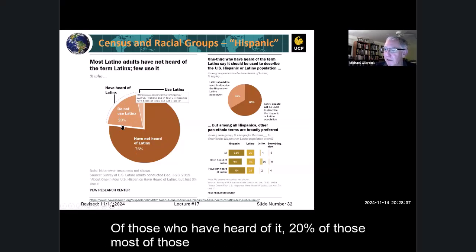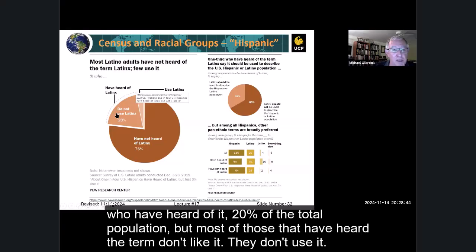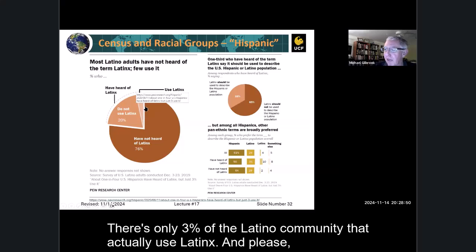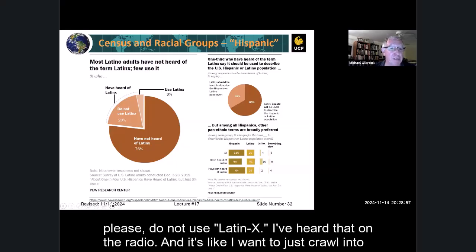Of those that have heard of it, 20% of the total population, most of those that have heard the term don't like it. They don't use it. There's only 3% of the Latino community that actually use Latinx. And please, please do not use Latin X.